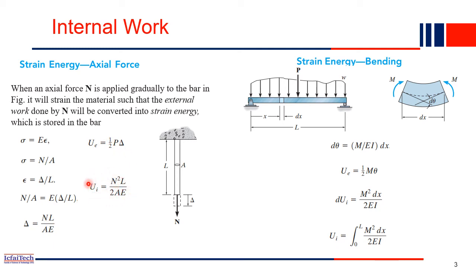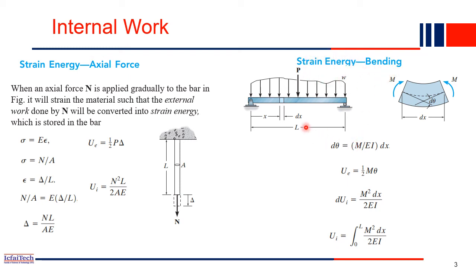This is the internal strain energy developed and stored inside the bar, and this is the external work done because of the load N. So this one is the strain energy because of axial force. Now let's see how much strain energy is generated because of bending.